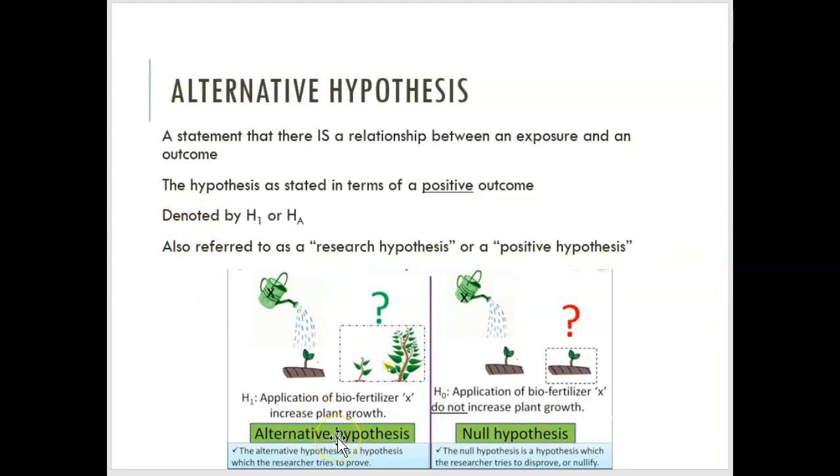So here we have an example where the alternative hypothesis is that using fertilizer will increase plant growth. And the null hypothesis is that the application of fertilizer will not increase plant growth. Notice the word not. So the N in null stands for no or not in the statement.